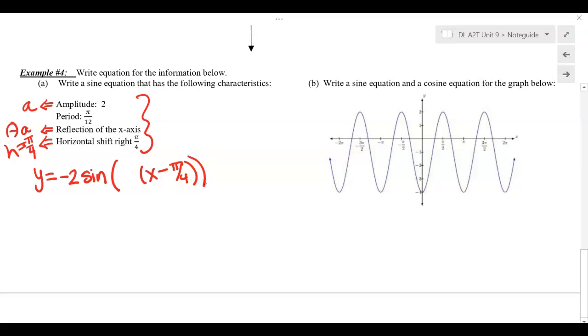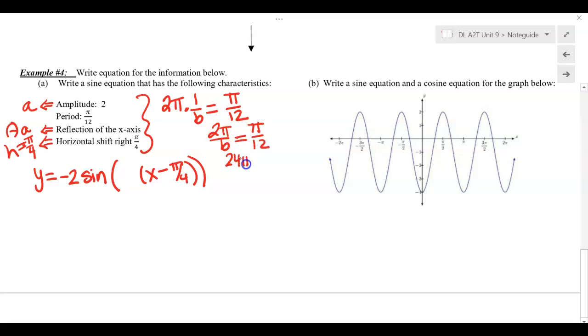So then I want to talk about the pi over 12, the period. Remember, you've been taking 2 pi, multiplying it by the reciprocal of b value to get the new period, which they're telling you is pi over 12. So you have to figure out how this happened. You could just kind of cross multiply here.